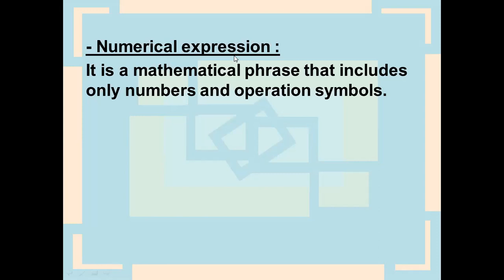Like, for example, 9 minus 5, 8 multiply 6, 7 plus 3, 1 plus 7. Any sentence that has numbers and operation symbols is called a numerical expression. But here, without result. Without result.